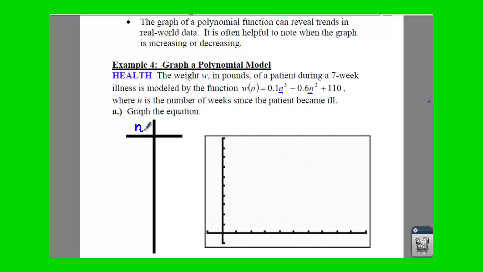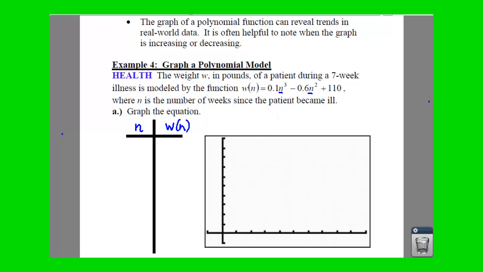So that means this side of our t-table is going to be an n. This w then represents your y. So we're going to say w over here, or w of n. So when we choose our values to plug in, what we actually need to do is type in this equation.